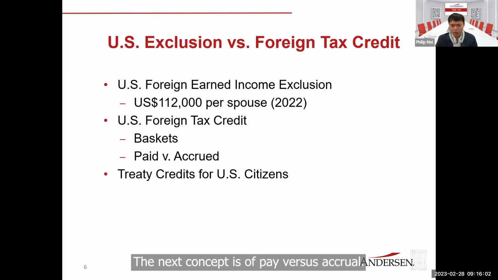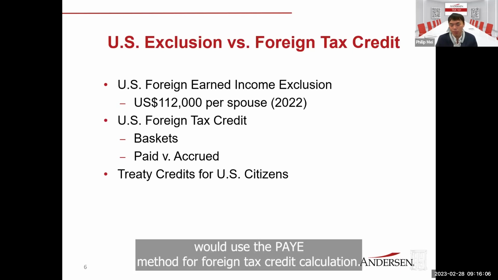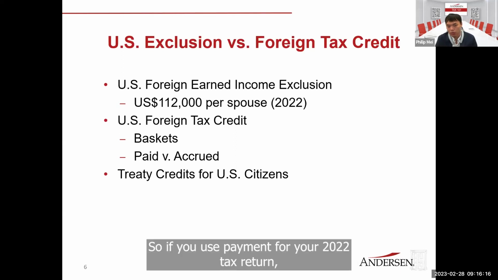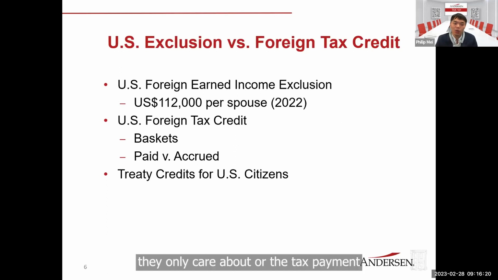The next concept is pay versus accrual. So by default, the US would use the pay method for foreign tax credit calculation. Essentially, it just tries to track the cash transactions happening within the tax year. So if you use the pay method for your 2022 tax return, they only care about all the tax payments that you actually make in 2022.